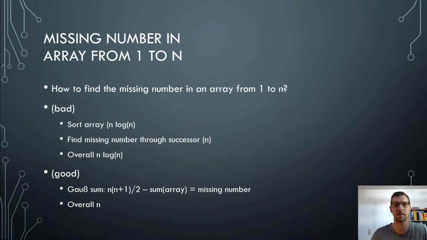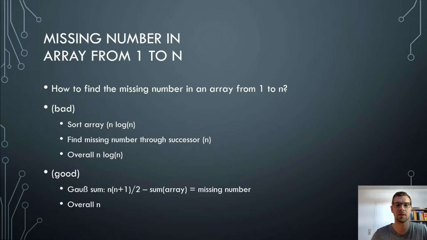And there is a bad solution. We sort the array and then we look for each number if it has its successor. For sorting the array, we have an average runtime of n log n. And for finding the missing number, we have to go once through the array in the worst case, so the runtime is n, or n/2 in the average case. So we come to an overall runtime of this solution of n/2 plus n log n in the average case.